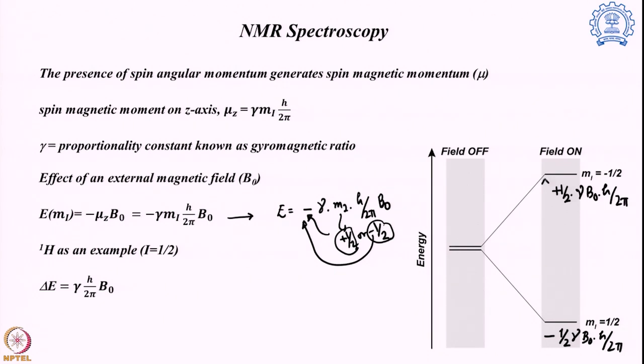So that is how they split it up. And the difference of their energy, if I subtract them, will be gamma into B0 into h by 2 pi, which is given over there.